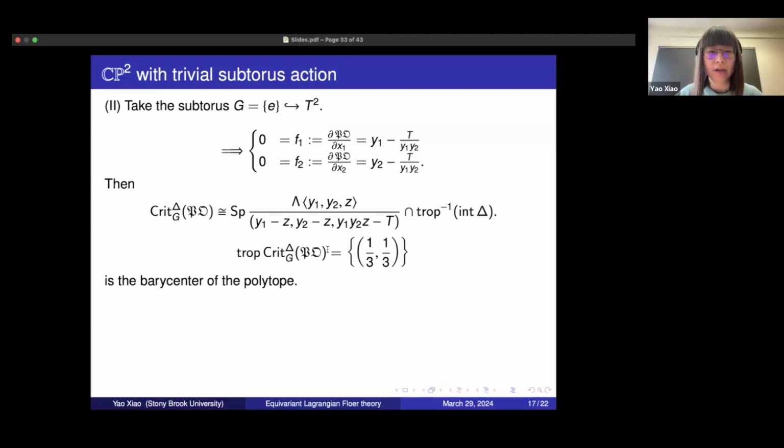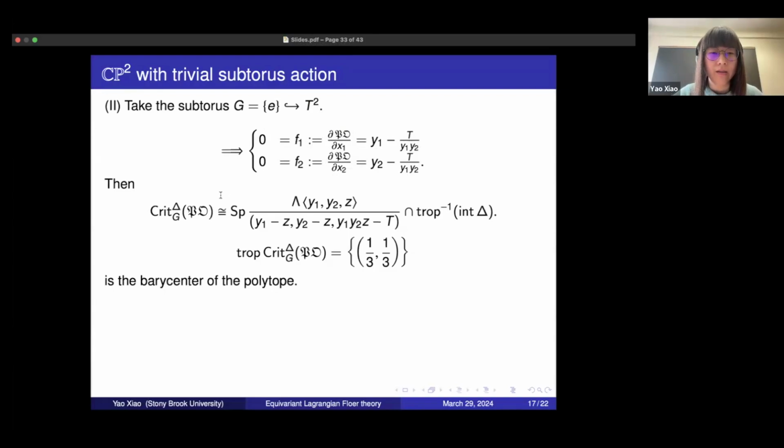Another case I can consider is the trivial subtorus action. Here I embed only the identity element into T2. Then I need to consider the vanishing of the gradient of the potential in the full H^1(L), so I need to consider both partial derivatives. This is similar to what happens in FOOO. I need y1 minus t over y1 y2 to vanish, and also y2 minus t over y1 y2 to vanish.